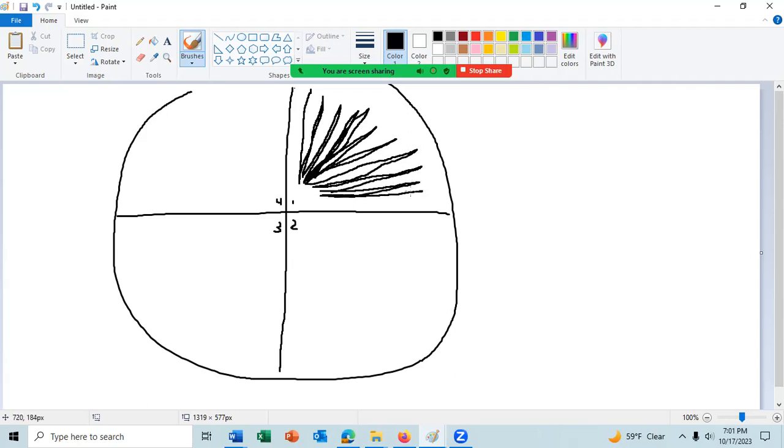As you're streaking, the cells will be diluted. So this will be highly concentrated in this region here. And then this region here will be much less, well, not much less, slightly less concentrated.